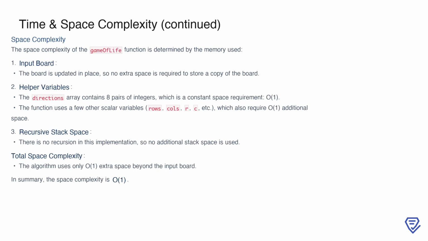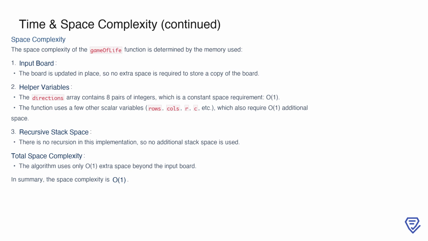Now turning to the space complexity, we focus on the memory used during the execution of the Game of Life function. The algorithm updates the input board directly, which means no additional space is allocated for creating a copy of the board. This in-place update significantly reduces memory usage. Additionally, the directions array, which is used to define the possible neighbor offsets, contains a constant number of elements, 8 pairs of integers, making this a fixed O(1) space requirement.